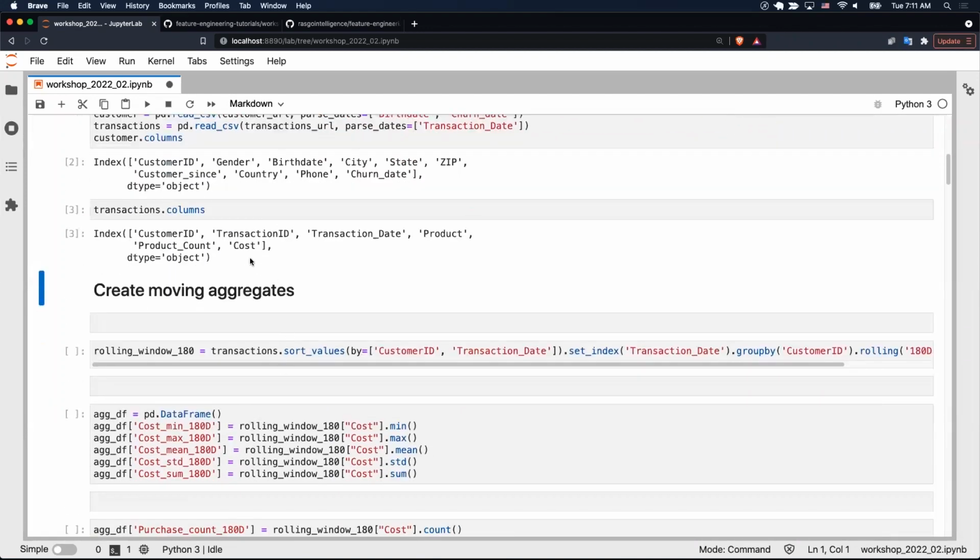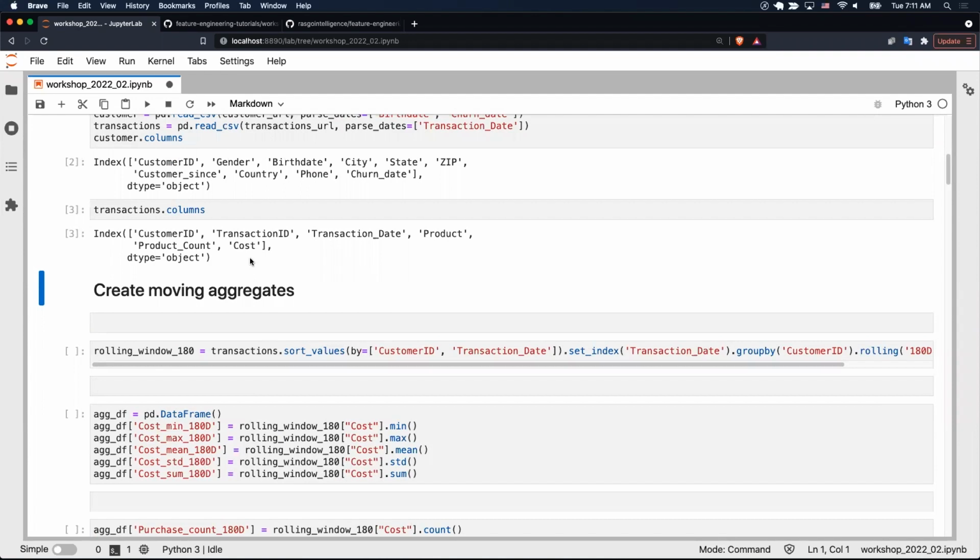So the first thing I'd like to do is look at customer behavior. I'm going to assume that when we do this churn prediction, I want to make a prediction every time a customer makes a purchase for how likely they are to churn in the next so many days, say the next 30 days.